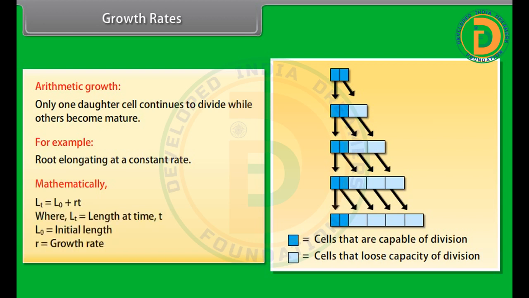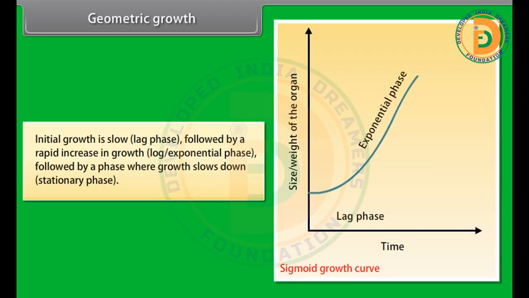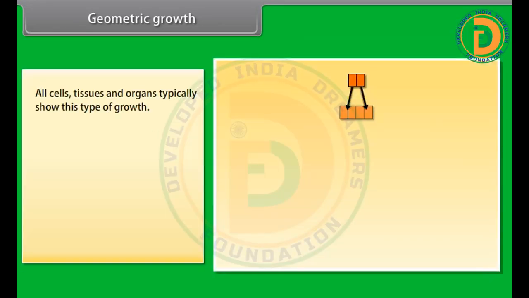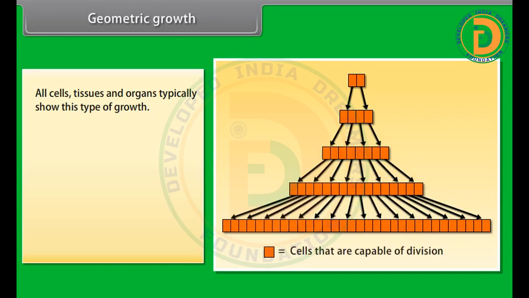Mathematically, Lt is equal to L0 plus rt, where Lt is equal to length at time t, L0 is equal to initial length, r is equal to growth rate. On plotting length against time, a linear curve is obtained. Geometric growth. Initial growth is slow, followed by a rapid increase in growth, followed by a phase where growth slows down. All cells, tissues, and organs typically show this type of growth.